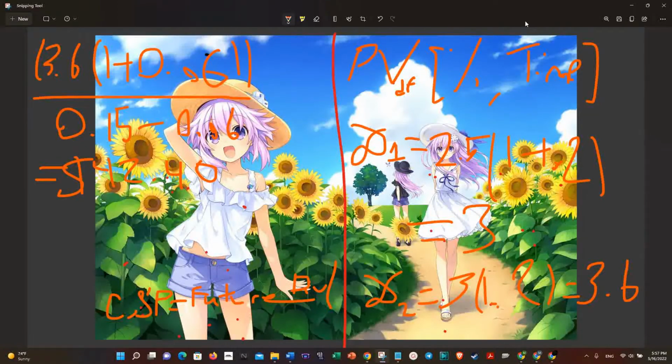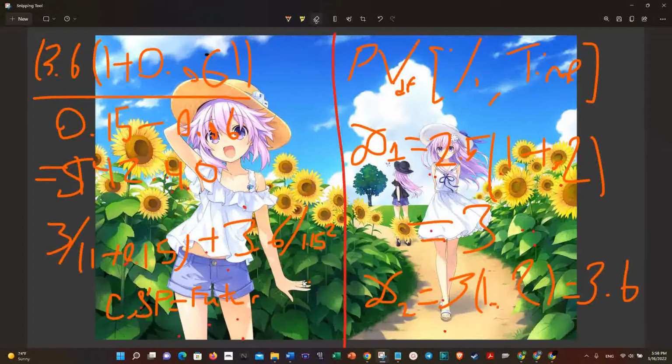So what we're going to do here, now that we have 42.4, we have 3 and 3.6, we can now get this final number here. And that will be 3, which is D1, divided by 1 plus 0.15, because this is already after 2 years, plus our big 3.6 divided by 1.15 squared, because this is the second one.